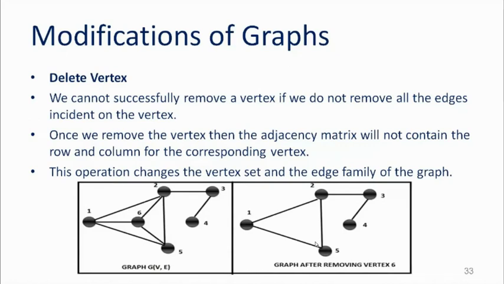But if I remove 2, obviously the incident edges should be removed. So this edge should be removed, this edge should be removed, and this one. So thereby what will happen? 1, 6 and 5 will become one graph, and 3 and 4 will become another graph. So now here the articulation point is 2. By removing the vertex, the entire graph will be divided into one or more subgraphs.